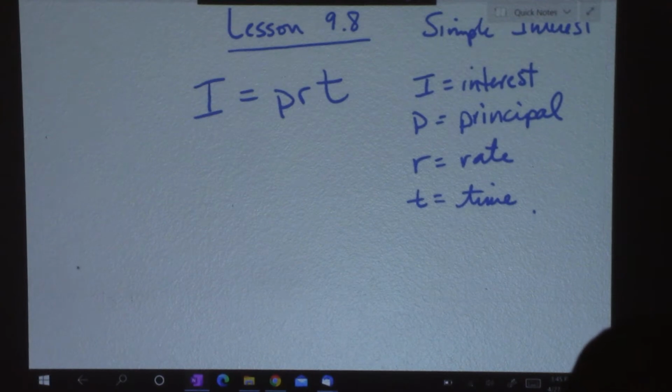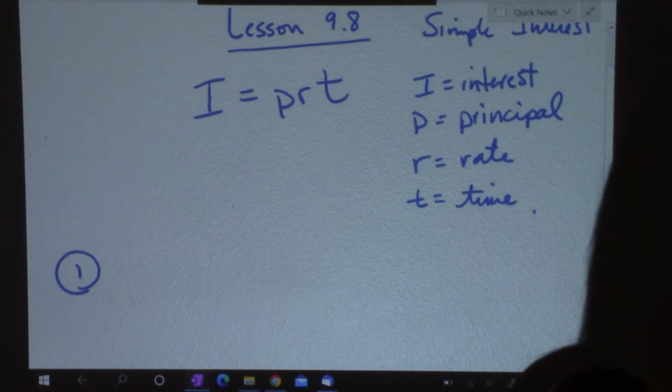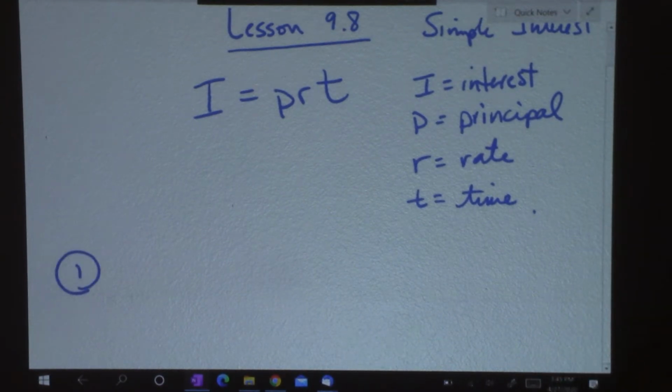Okay, so here's number 1. I'm going to read it first, and then we'll write down all the important facts. Tim's parents lend Tim $100 so he can buy an RC airplane. They charged him 5% simple annual interest. What will be the total amount that Tim will owe his parents in 1 year? Okay, so we're going to use our formula.